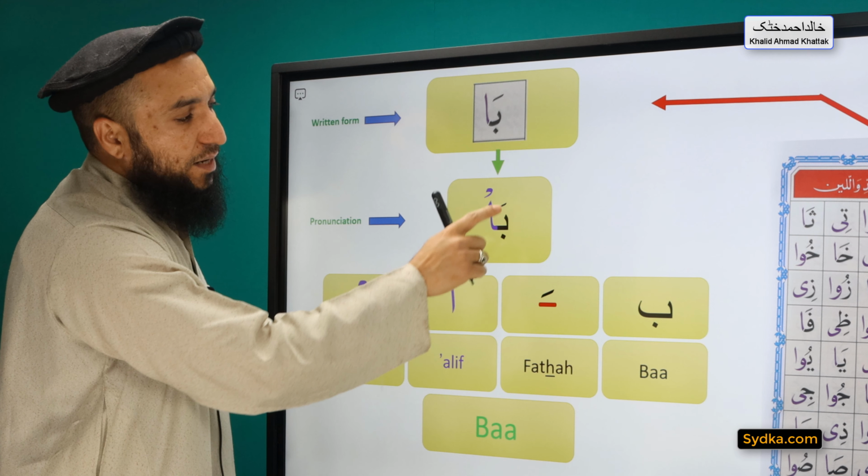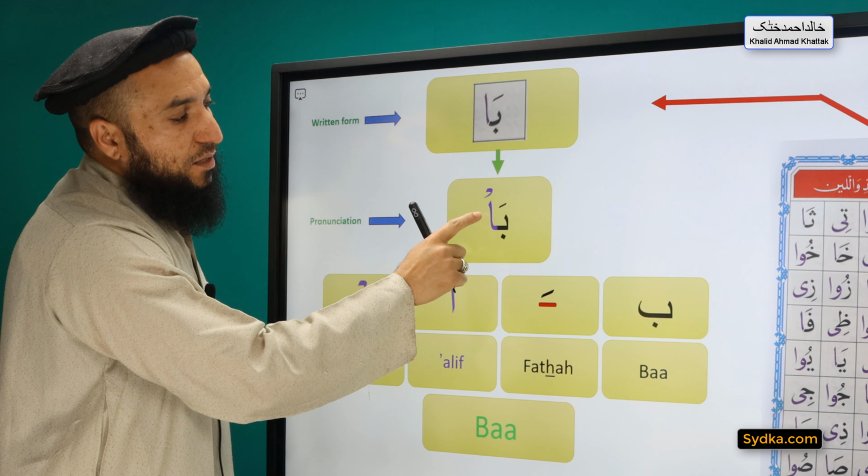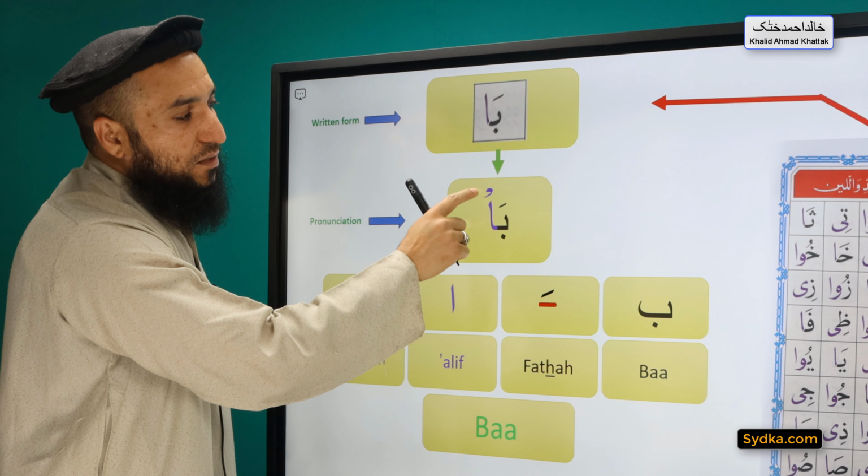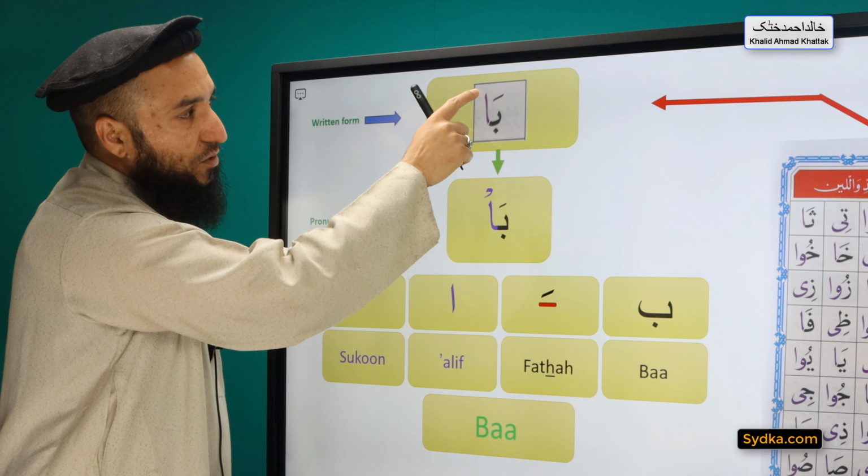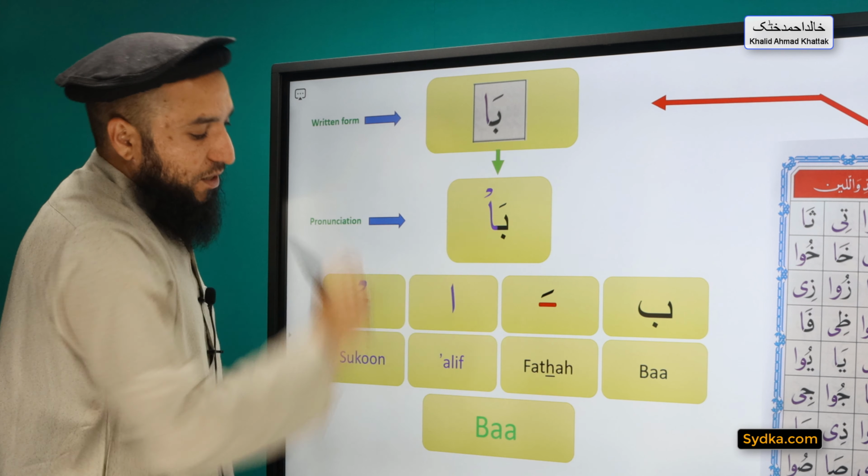Ba is a light letter, it has fatha on top of it, and it is followed by alif, which has a hidden sukoon. I put it here. So it is prolonged for two counts. Ba fatha alif sukoon ba.